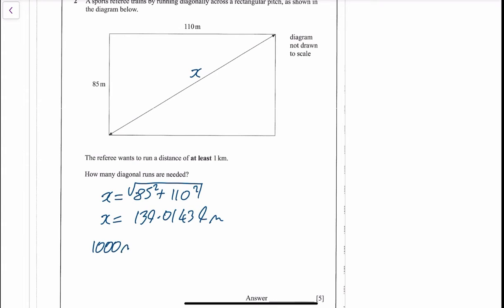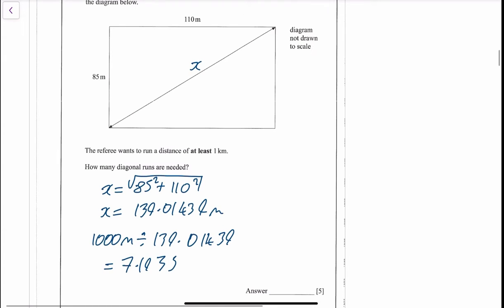1 kilometre is 1,000 metres, so let's see how many lots of these diagonals we need to do by dividing. If you divide, you get 7.1935. So that's going to be 8 whole diagonals he would need to run. So if he wants to do 1 kilometre, he's going to have to do that 8 whole times.